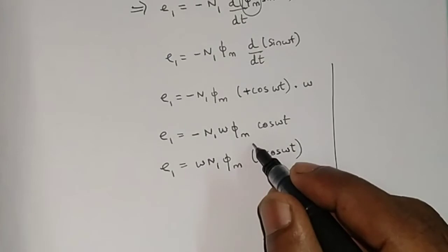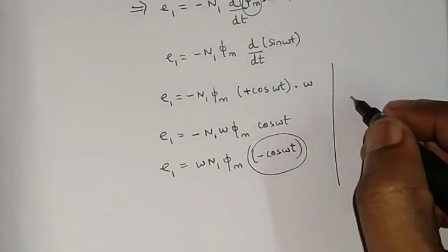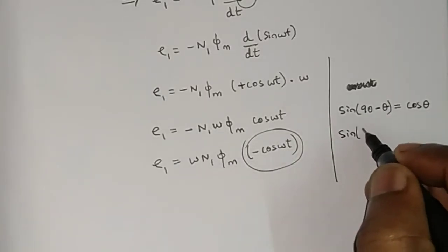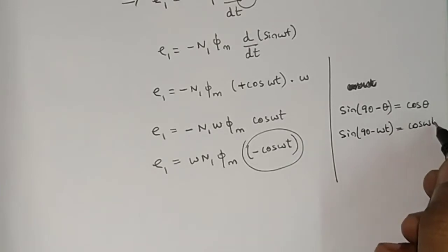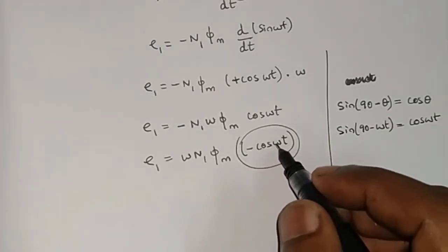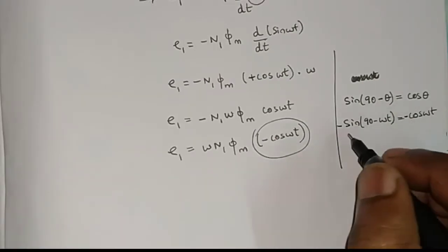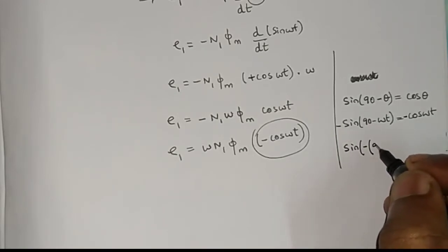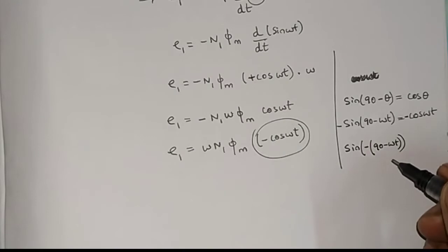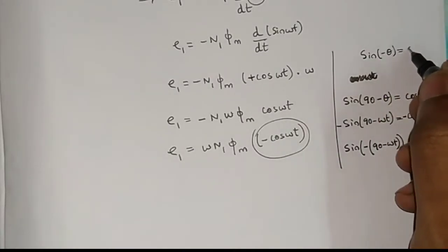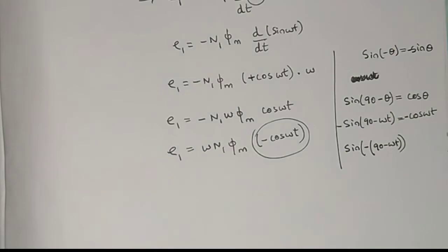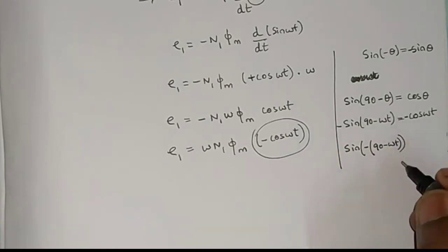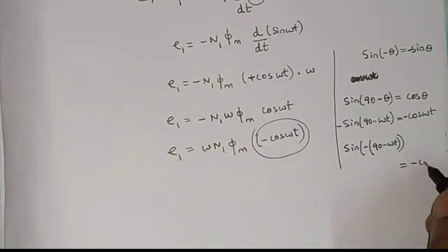Now I am going to convert this minus cos omega t to sin. We know that sin of 90 minus theta is equal to cos theta. In the place of theta, here we have omega t, so sin of 90 minus omega t is cos omega t. I need to convert minus cos omega t, so I will multiply by a negative sign on both sides. Taking the minus inside, we get sin of minus of 90 minus omega t. We know that sin of minus theta is minus sin theta. In the same way, I substitute the negative sign inside the bracket, and on the right side we have minus cos omega t.